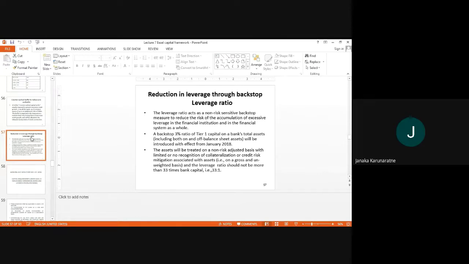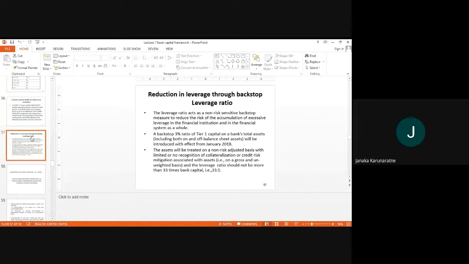So Basel defined what is called the leverage ratio as a capital adequacy measurement. You must maintain your Tier 1 capital divided by total assets. Total assets means including both on and off balance sheet assets. Most of your assets are on the balance sheet, but there may be assets off the balance sheet as well. So when you divide your Tier 1 capital by the total assets, on and off, you get a number.